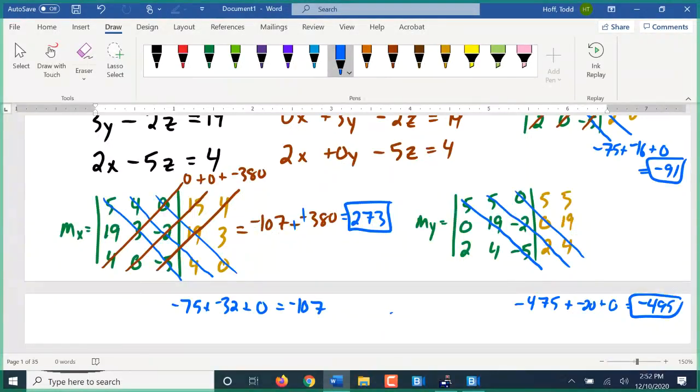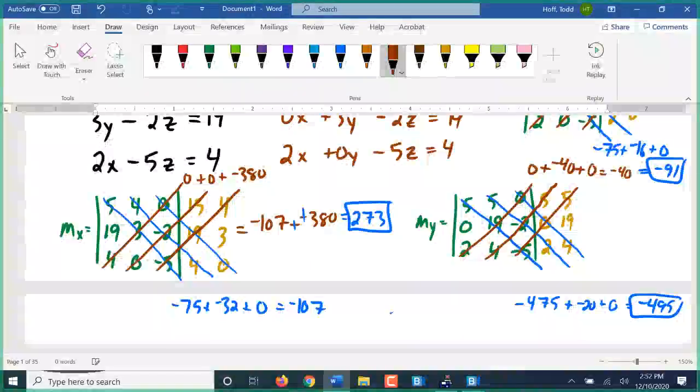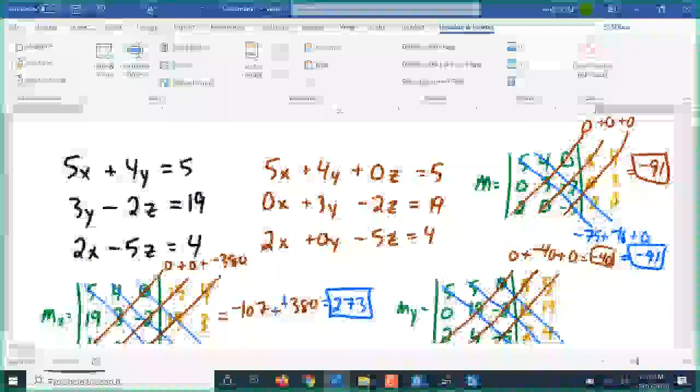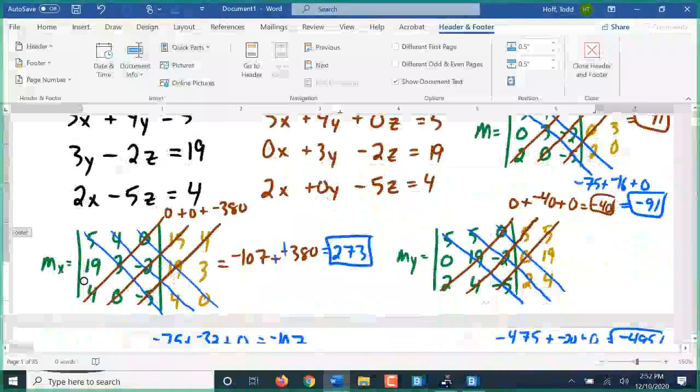Going up, 2 times 19 times 0 is 0. 4 times negative 2 times 5 is negative 40. And negative 5 times 0 times 5 is 0. Giving us negative 40 is our up diagonal total. Something doesn't feel right there, but that's okay. Oh, seems to work.